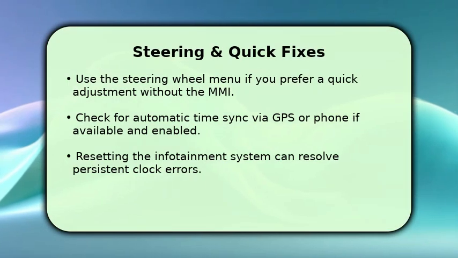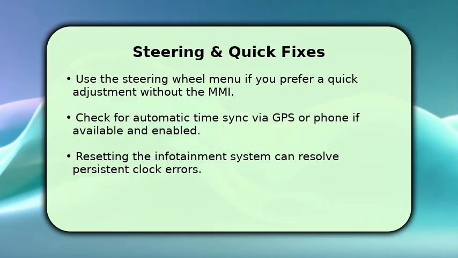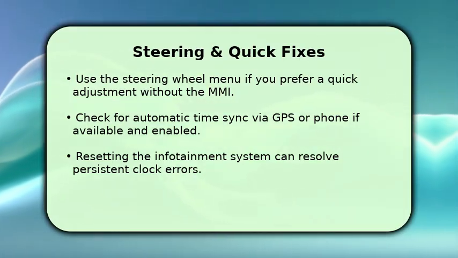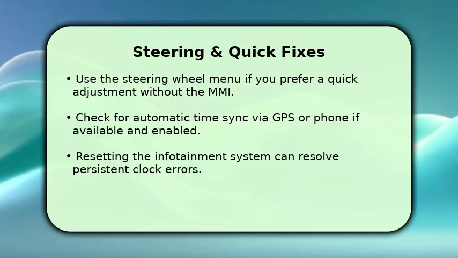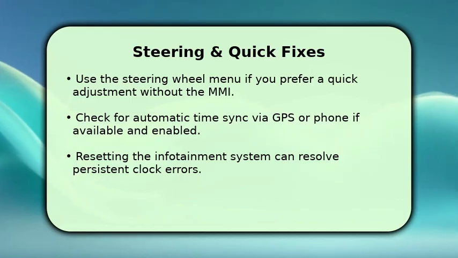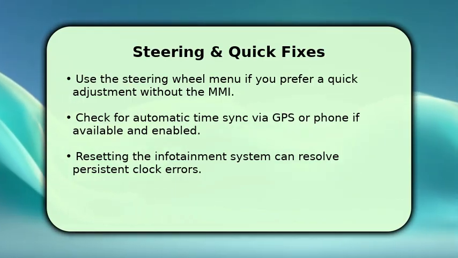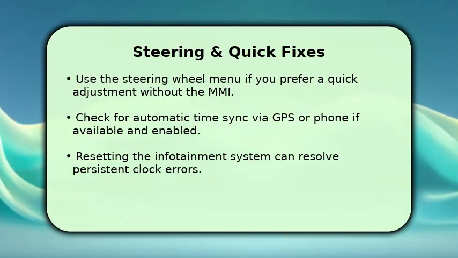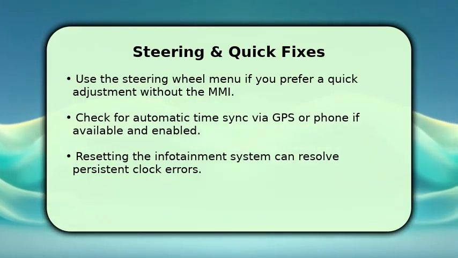If you prefer speed, use the steering wheel controls to open the vehicle menu and choose clock or time settings, then adjust with the arrow keys. If your car supports automatic time sync via GPS or smartphone, enable it to avoid manual changes. For stubborn clock issues, try rebooting the infotainment system or performing a simple reset to clear glitches and restore accurate timekeeping across displays.